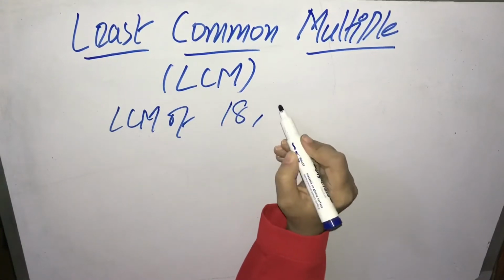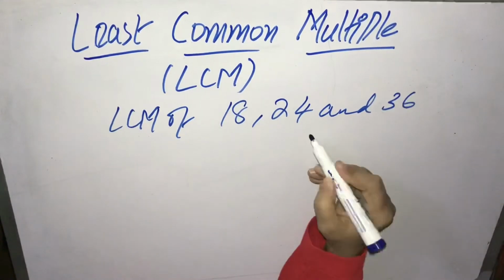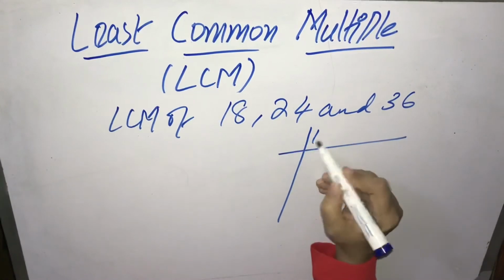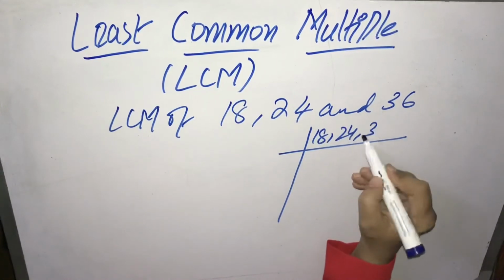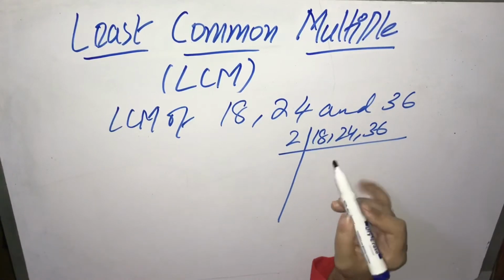18, 24 and 36. Easy example. Combined ladder is better instead of separate ladders, but I shall make the separate ladders and multiples also in this question.